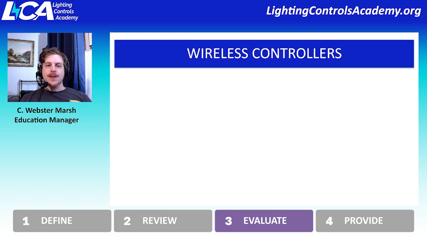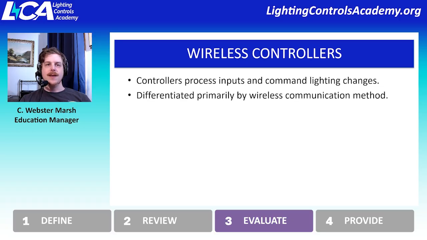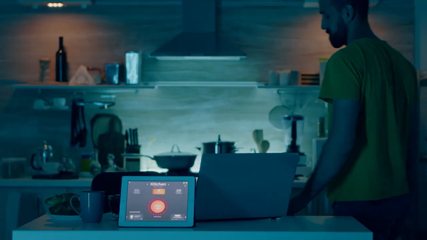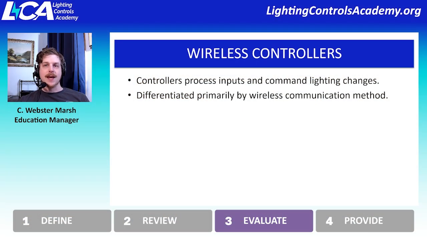So just like with any lighting control system, we want to start with the controller, which is the device that is going to take in those inputs and decide what is going to happen with the lighting and change the lighting based on those inputs. That's what the controller is there for. It might be based on the wireless communication method or the architecture. So in a point-to-point, the controller might actually be the same thing as another device, but we still need to identify what is the controller in the system.